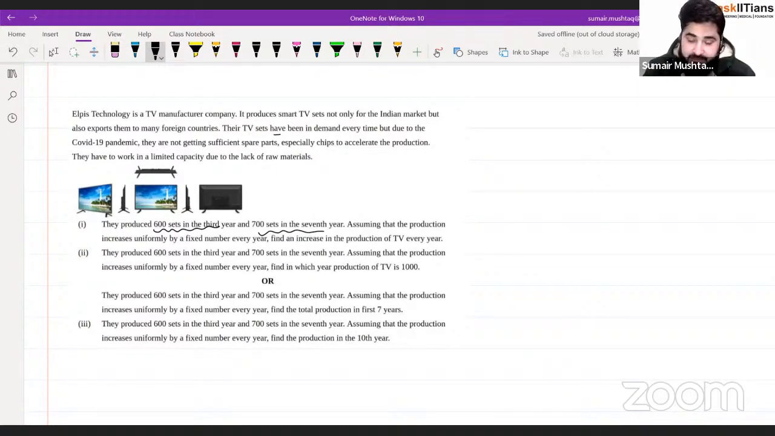So can you tell me which concept I should use here? Sarang, which part? Sarang, which part? Sorry, I was not able to see your chat.